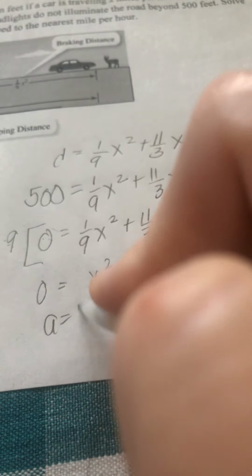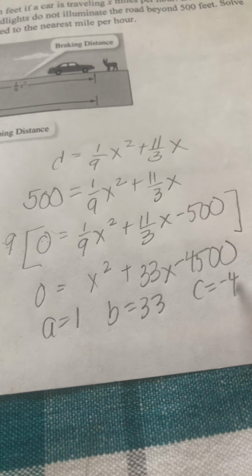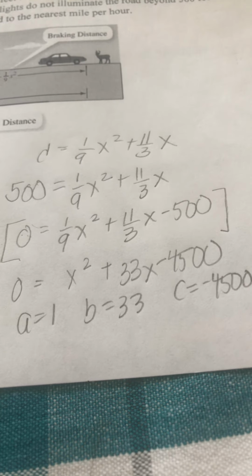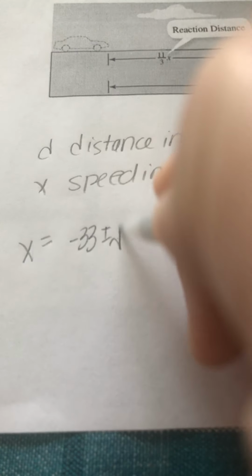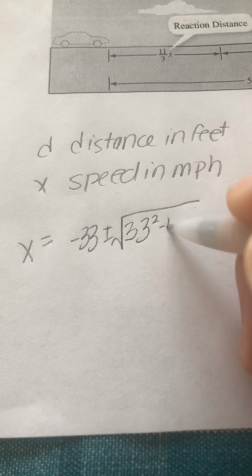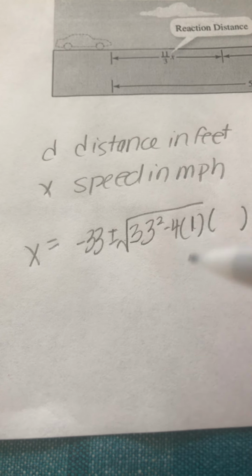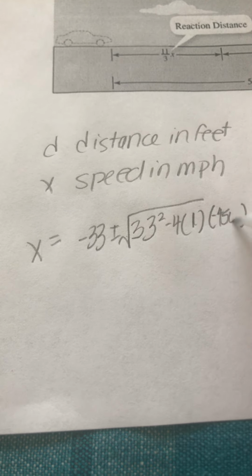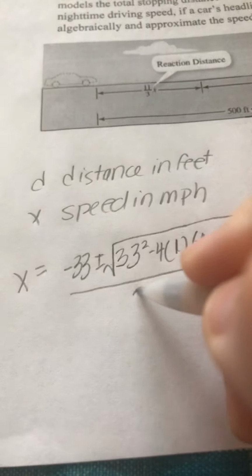So quadratic formula, your A value is 1, B value is 33, C value is negative 4,500. Okay, so plug into the quadratic formula. X equals, yeah, it's X in this case, negative B plus or minus the square root of B squared minus 4AC, all over 2 times 1.